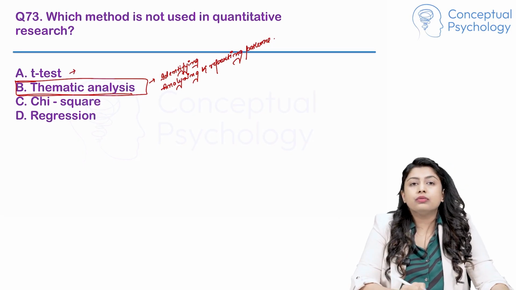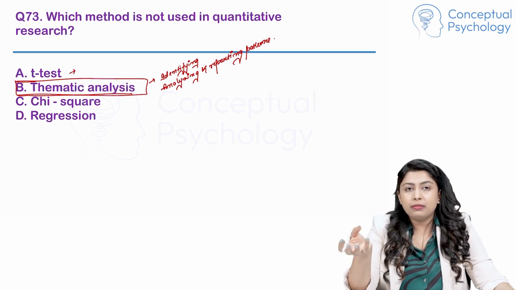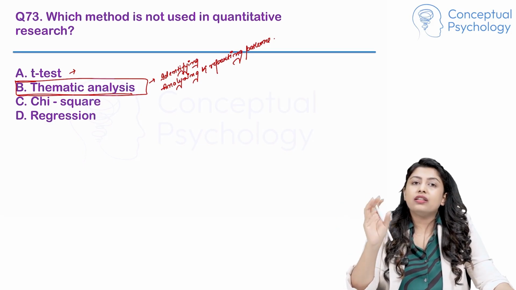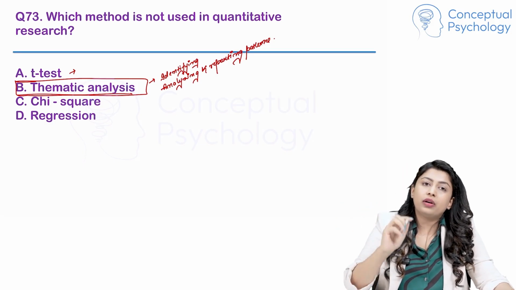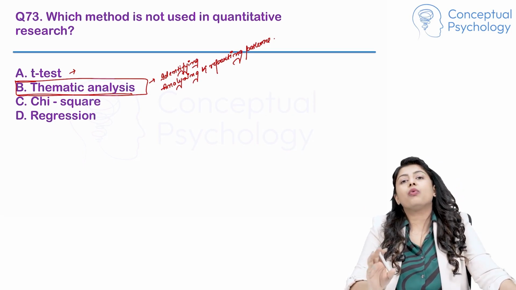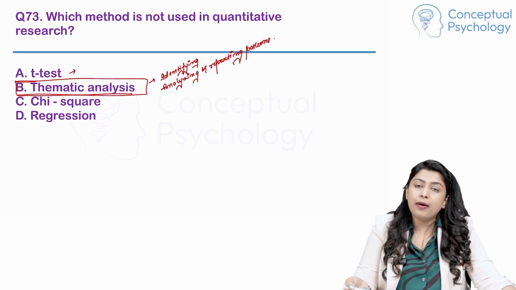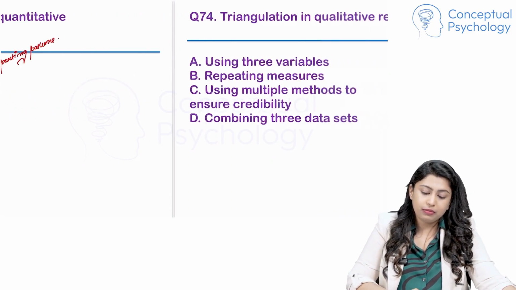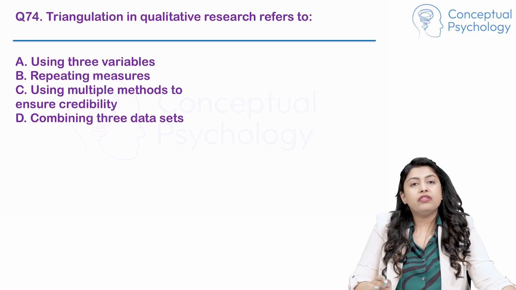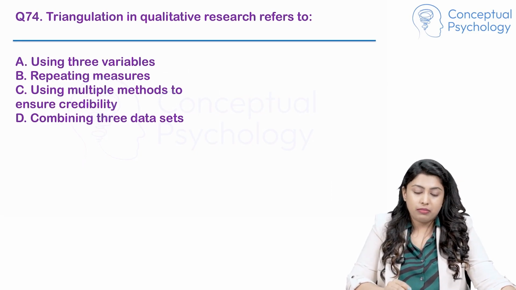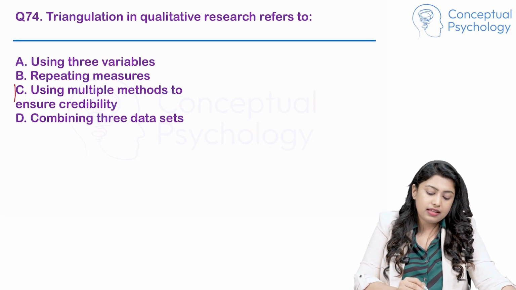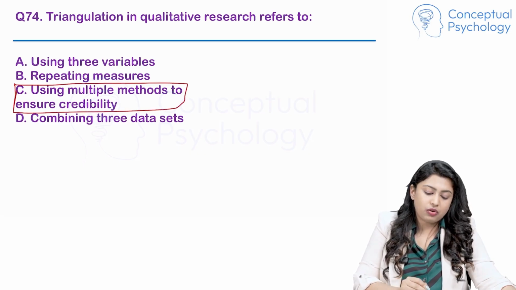What does a t-test do? It is used in quantitative research, comparing the means, right? Chi-square, a statistical test used in quantitative research, and regression is the statistical analysis method used in quantitative research. So, thematic analysis is a qualitative method which analyzes the textual data, while the other options are statistical techniques which are used in quantitative research. Moving on. Triangulation in qualitative research refers to using three variables, repeating measures, using multiple methods to ensure credibility, and combining three data sets. So here it is known as using multiple methods to ensure credibility.